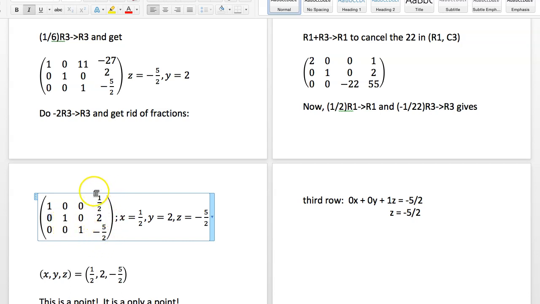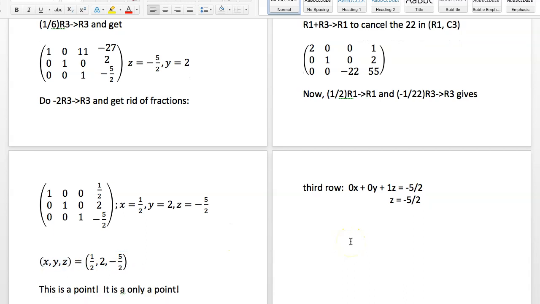Remember, guys, this column right here is the solution column. This is the solution column. 1/2 is my x. Positive 2 is my y. Negative 5/2 is my z. Positive 1/2 x. Positive 2 y. Negative 5/2 is z. So here it is.